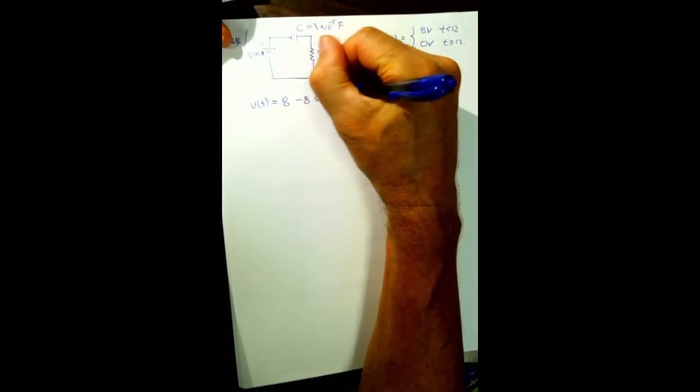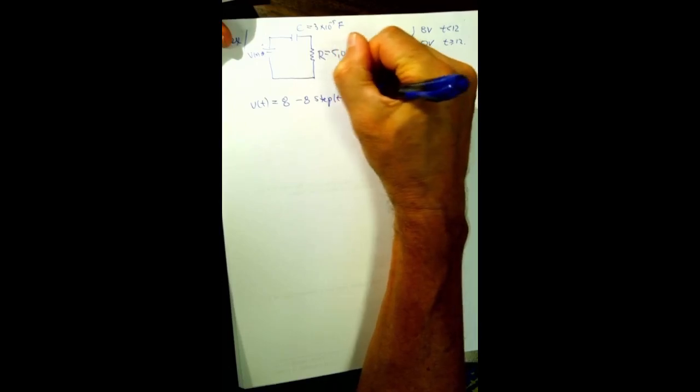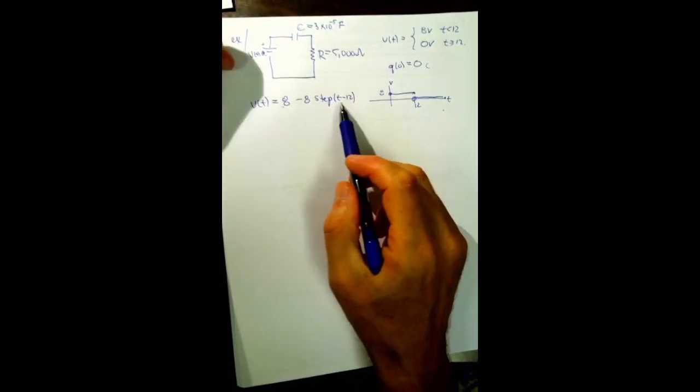So initially it's at 8 volts, and it continues at 8 volts, and then it drops down to 0 volts. So I initially have 8 volts. After 12 seconds, I have to subtract those 8 volts. So my voltage I can write is 8 minus 8 times the step function evaluated at t minus 12.